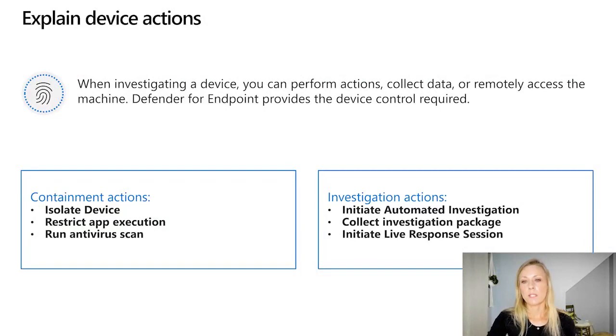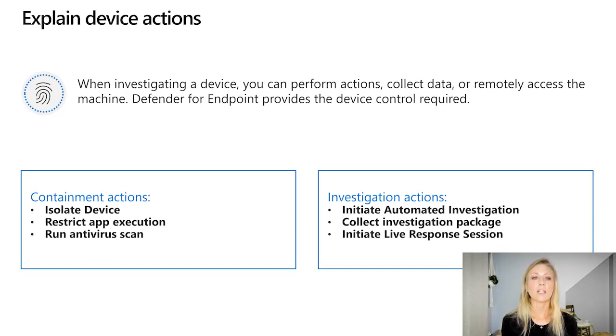This might be stuff such as collecting data or remotely accessing the machine. You can also isolate the device. What this feature does is allow you to disconnect that compromised device from the network while retaining connectivity to the Defender for Endpoint service. That continues to monitor the device, so you continue to have data for use in your threat hunting and investigation.